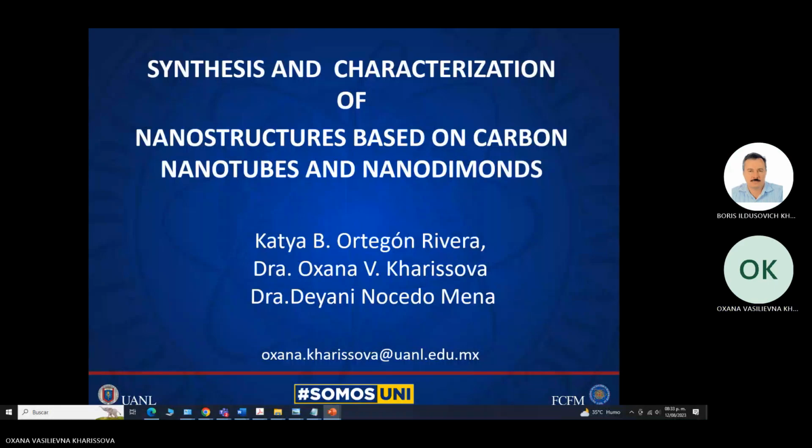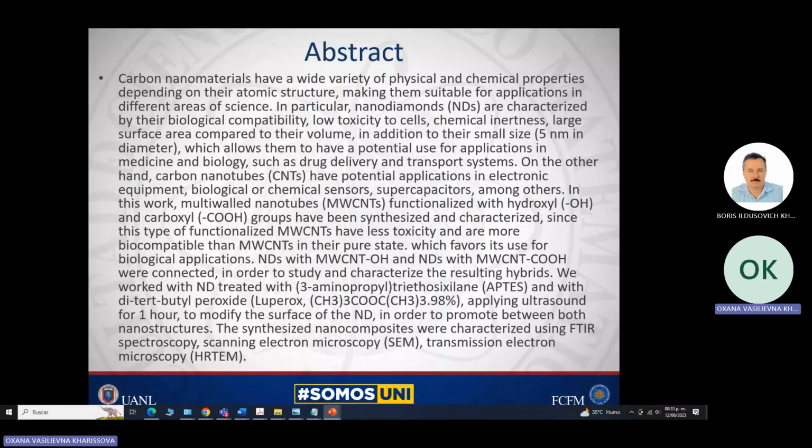Based on carbon nanotubes and nanodiamond. Carbon nanomaterials have a wide variety of physical and chemical properties, dependent on the atomic structures, making them suitable for application in different areas of science.